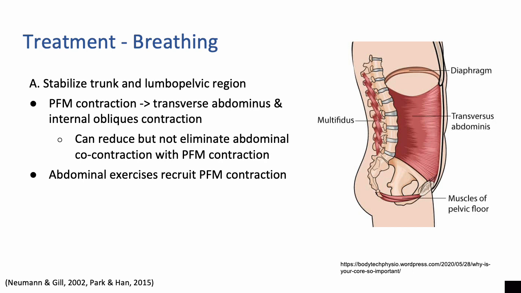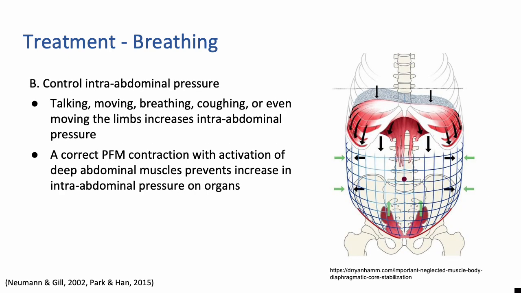These muscles work together. And we have on the flip side, the opposite. The abdominal exercises recruit pelvic floor muscle contraction. This is a feed forward loop that in healthy people should be working properly. B, controlling intra-abdominal pressure. So I mentioned before, talking, moving, breathing, coughing, moving of the limbs. All of these increase intra-abdominal pressure. And correct pelvic floor muscle contraction with activation of the deep abdominal muscles prevents increase in intra-abdominal pressure on the organs.